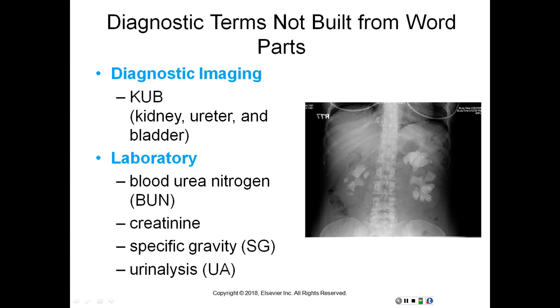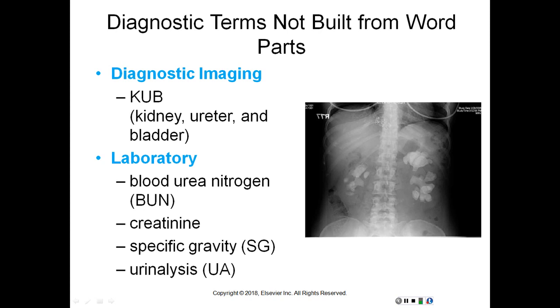Creatinine, blood test that measures the amount of creatinine in the blood. Specific gravity, test performed on a urine specimen to measure the concentrating or diluting ability of the kidneys. And then we have urinalysis, multiple routine tests performed on a urine specimen. So again, the UA is the abbreviation for urinalysis. The SG is the abbreviation for specific gravity. I did not go in and say that, so I apologize.